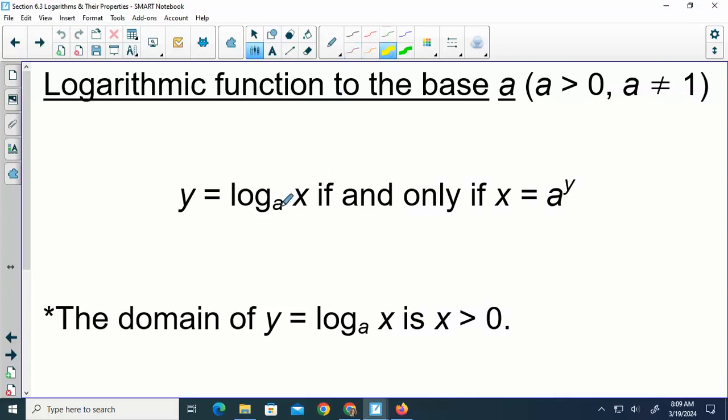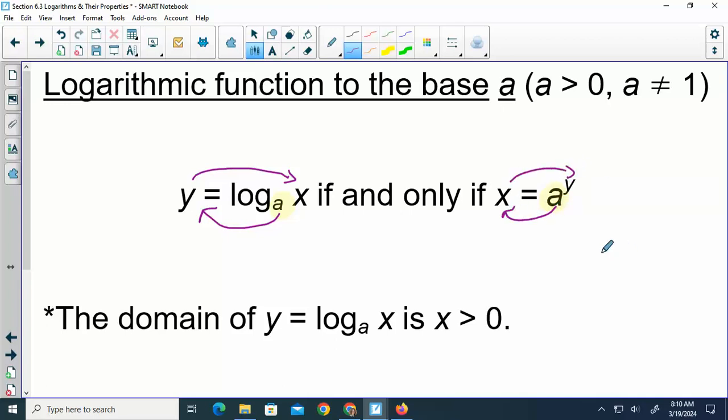The base of the log is the same as the base of the exponential. Okay, and it always just goes across the equal sign. So it's a to the y power is equal to x. Or if you were writing this as a log, it'd be log base a of x equals y.